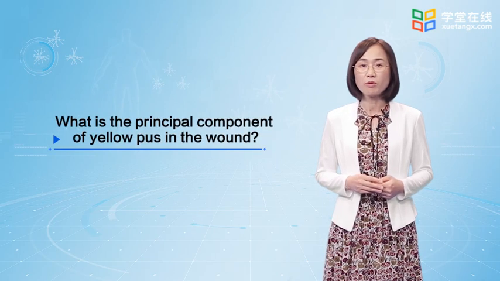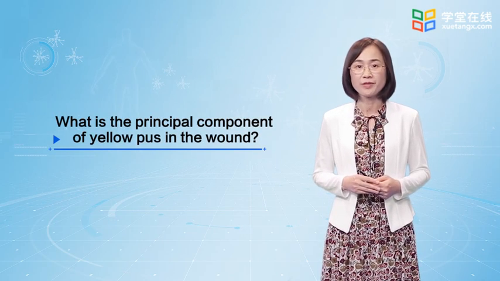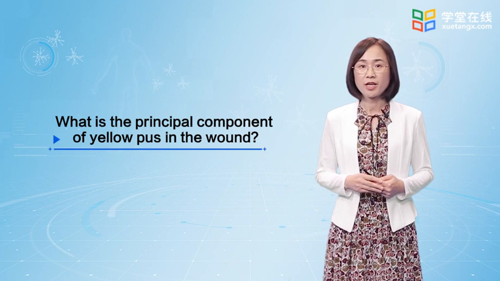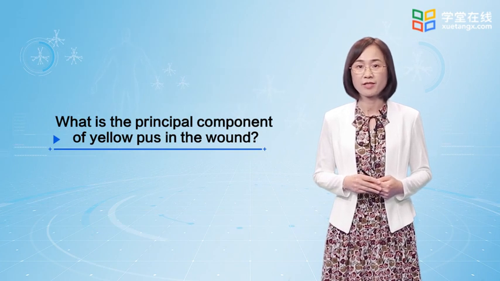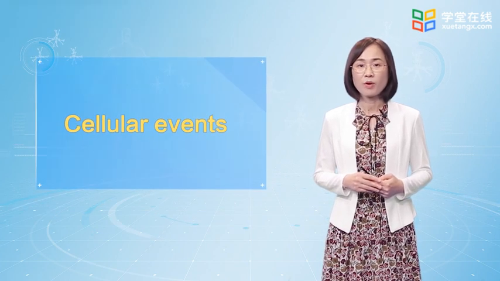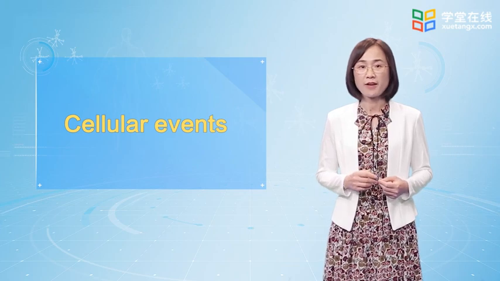You would ask, what is the principal component of yellow pus in the wound? Learning about cellular events will tell you the answer. Next time, we'll talk about cellular events.